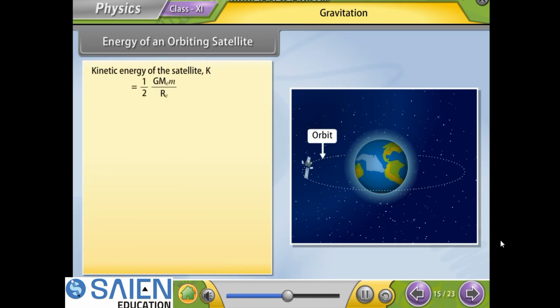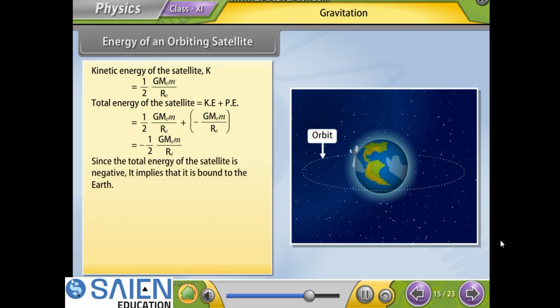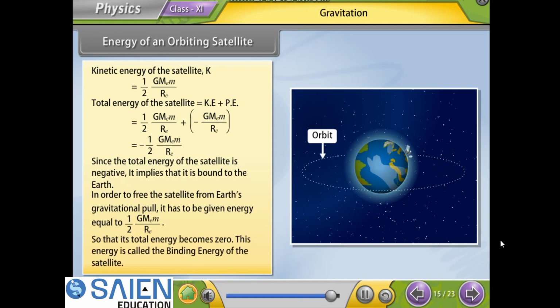Kinetic energy of the satellite K. Total energy of the satellite is equal to kinetic energy plus potential energy. On calculating, we get total energy is equal to -1/2 GMem/Re. Since the total energy of the satellite is negative, it implies that it is bound to the Earth. In order to free the satellite from Earth's gravitational pull, it has to be given energy equal to 1/2 GMem/Re, so that its total energy becomes 0. This energy is called the binding energy of the satellite.